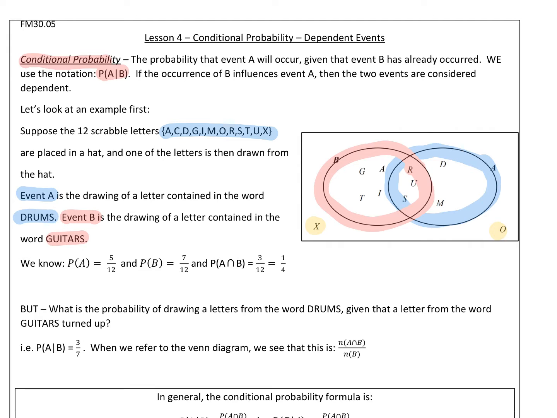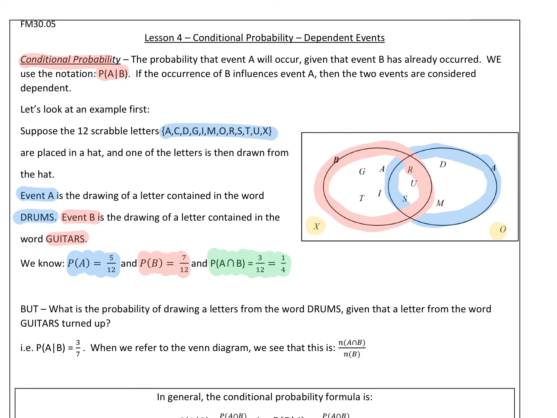So we know that the probability of event A happening, so drawing a letter from the word drums, is 5/12, and the probability of event B happening is 7/12. There's 7 letters out of 12. And the probability of A and B happening, so the overlap between the two, is 3/12, which reduces to 1/4.